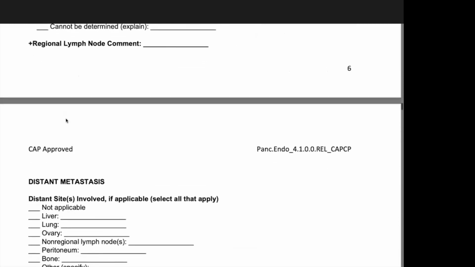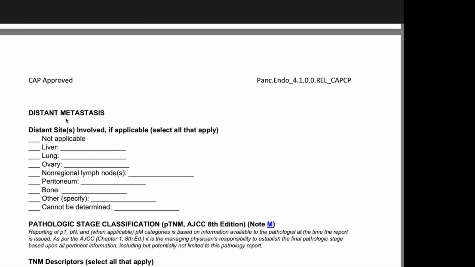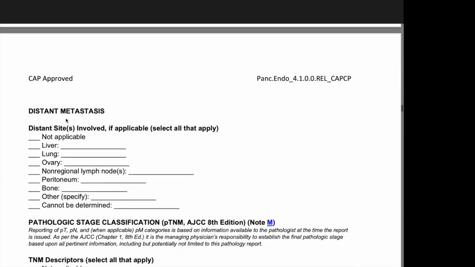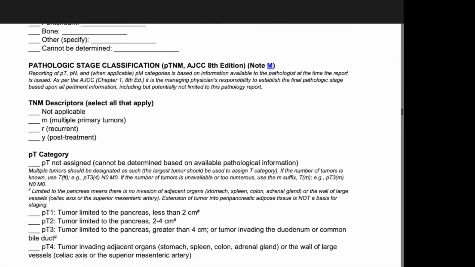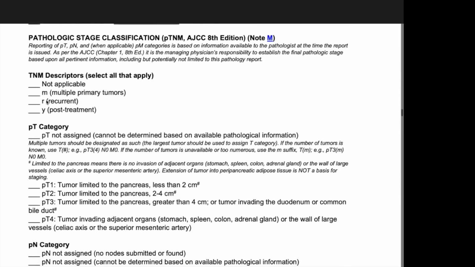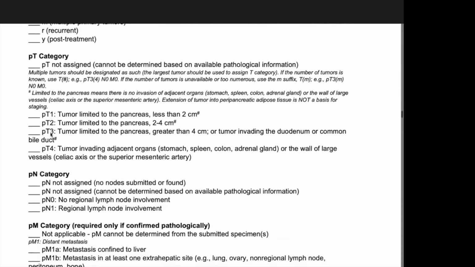Regional lymph nodes, same as in our pancreatic ductal adenocarcinomas, our distant metastases, and then our PTM stage, remember, multiple, recurrent or post-treatment. The staging is very similar to what we saw in pancreatic ductal adenocarcinomas, except that PT3 now is defined as involving the duodenum or common bile duct.